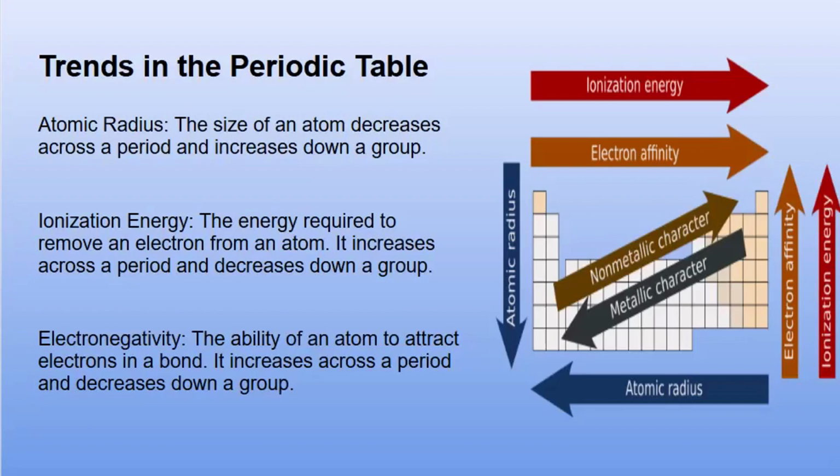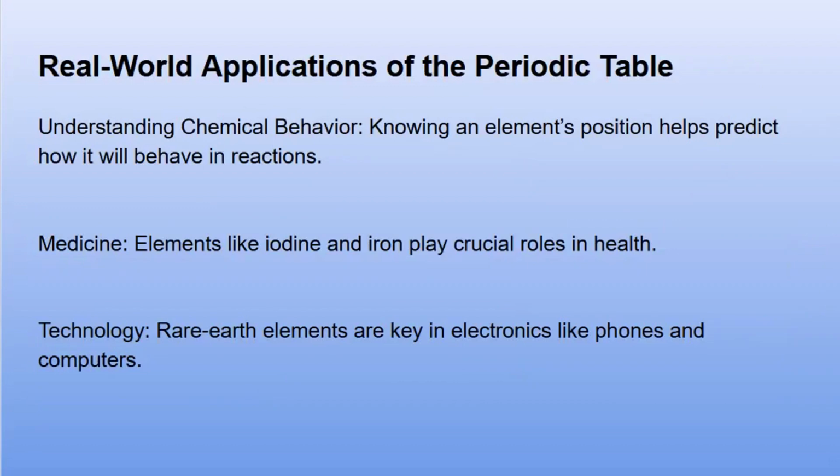Well, understanding the periodic table can help us predict how elements will behave in various situations. Let's look at an example, chemical behavior. By knowing an element's position on the periodic table, we can predict how it will interact with other elements. For example, elements in the same group, like the alkali metals, tend to react in similar ways. They all form salts with halogens, like sodium forming sodium chloride with chlorine.